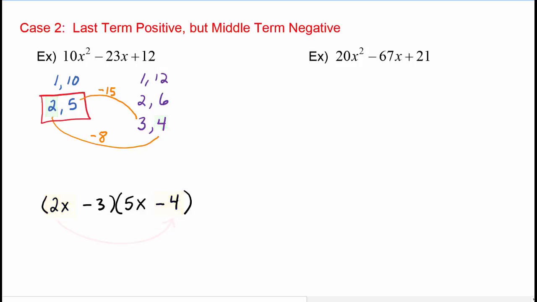And when we do our checking, 2x times 5x gives us 10x squared. We have 2x times a negative 4, that's our negative 8x. We would have negative 3 times 5x, that gives us our negative 15x. That's going to give us our middle term of negative 23x. And then we will have negative 3 times negative 4, which is going to give us positive 12.